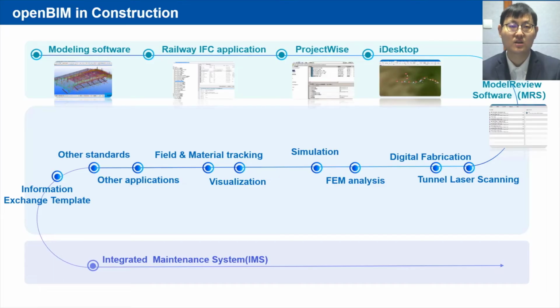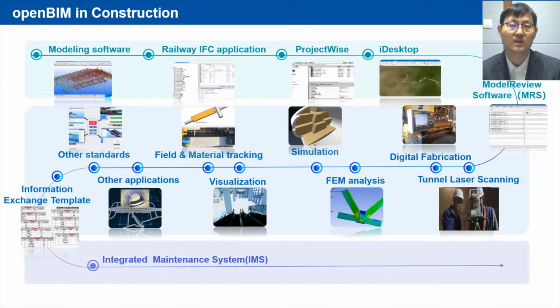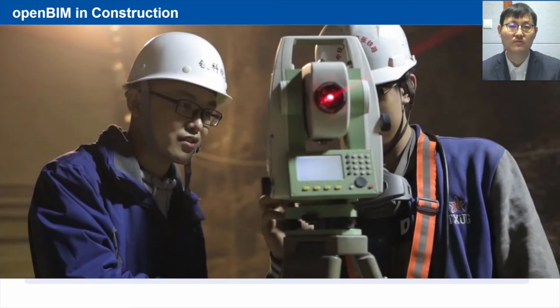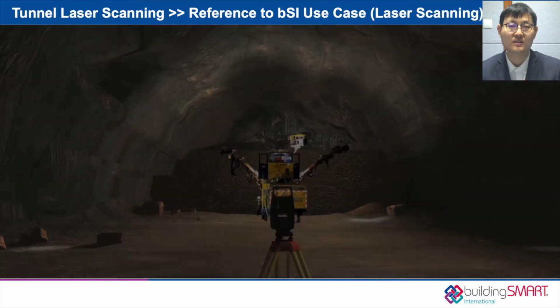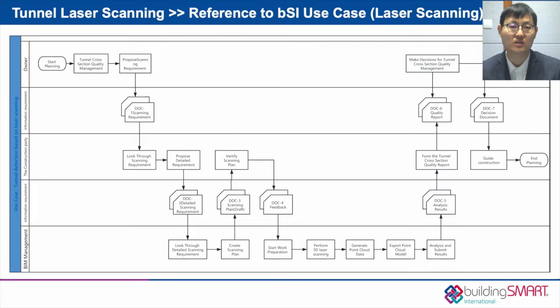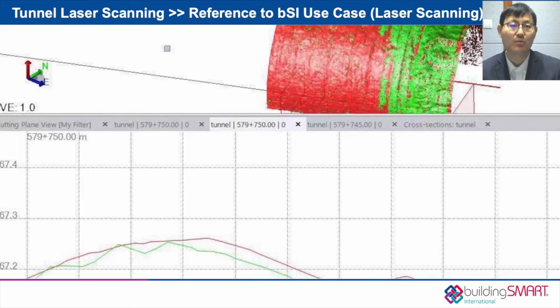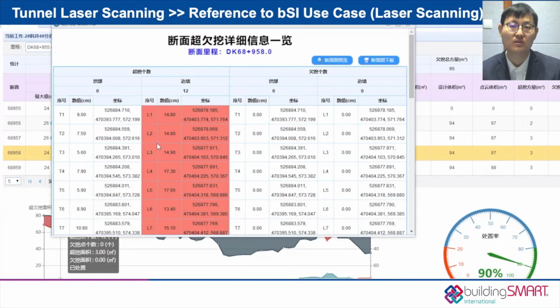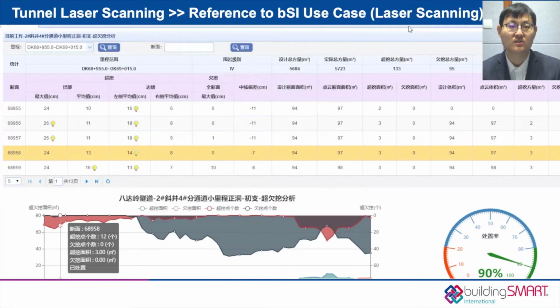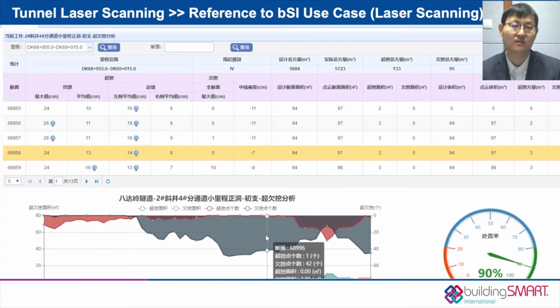In this project, we used multiple BSI use cases to provide guidance for the construction and used multiple openBIM-based applications to improve construction efficiency. For example, in the cross-section quality management of tunnel construction, laser scanning workflow was applied to build a point cloud model of the tunnel section, which is used for data analysis to assist construction decision-making.